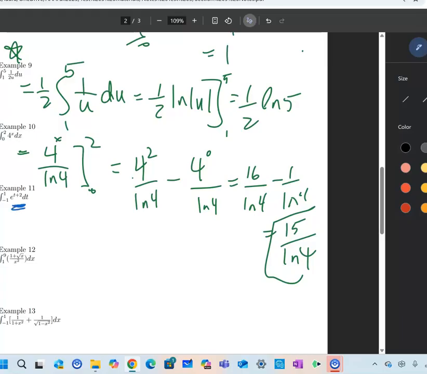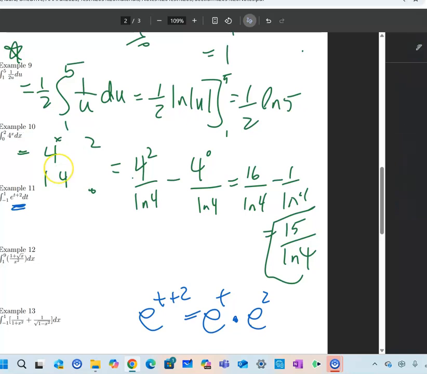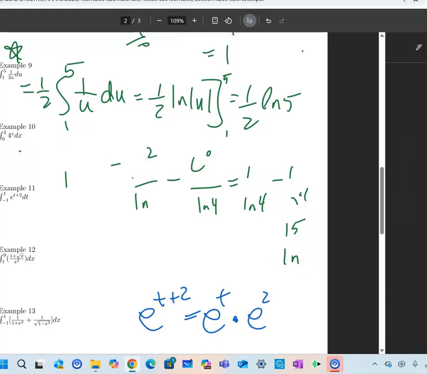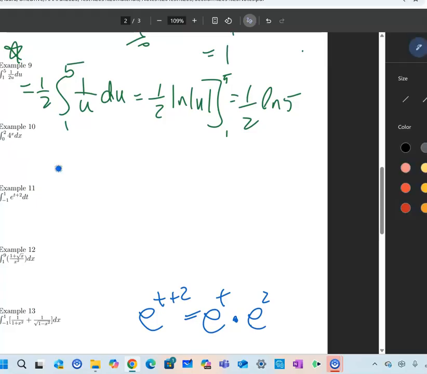This one here, I need to rewrite that e to the t plus 2. e to the t plus 2 is like saying e to the t times e squared, right? Because you add exponents when they multiply and they have the same base. So it's necessary to break that up because I only know the antiderivative of e to the t, not e to the t plus 2. We'll get into more complicated antiderivatives in a short period of time, but for now, let's just rewrite this.